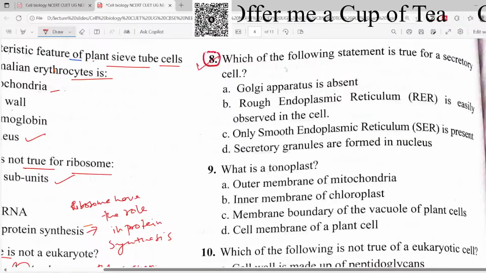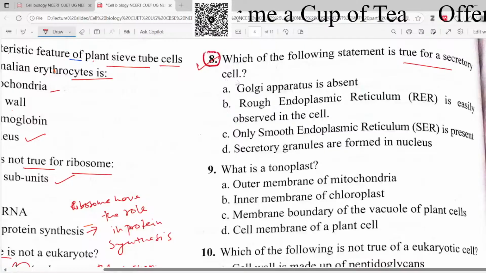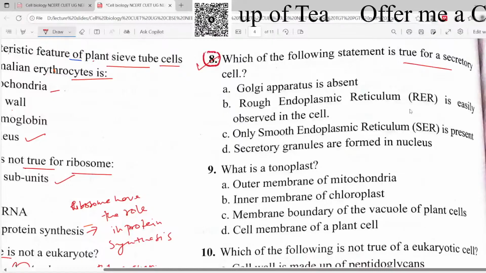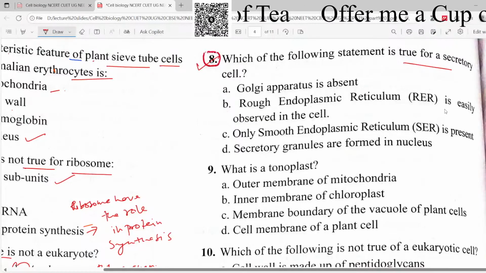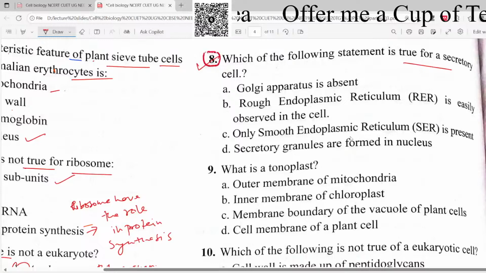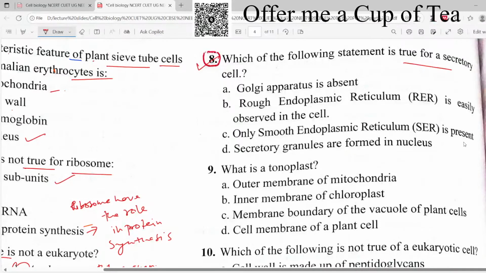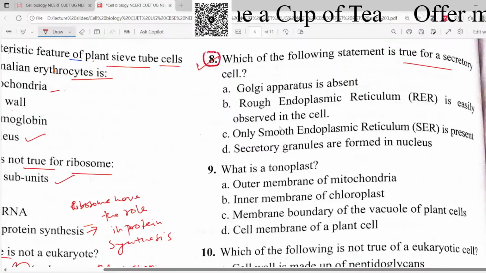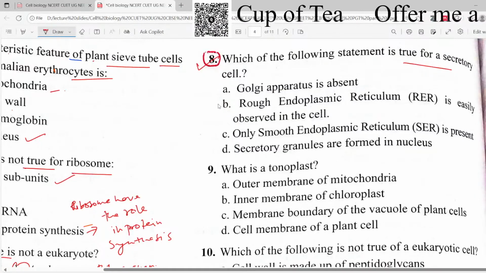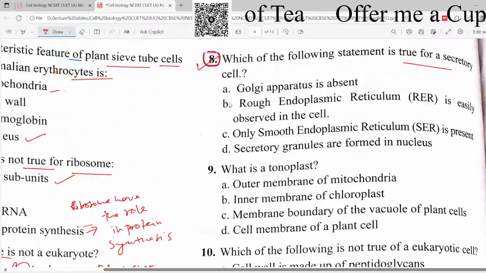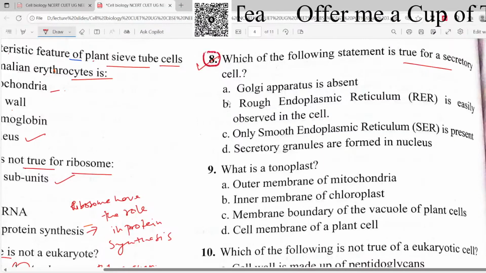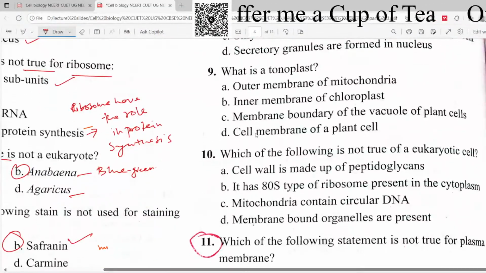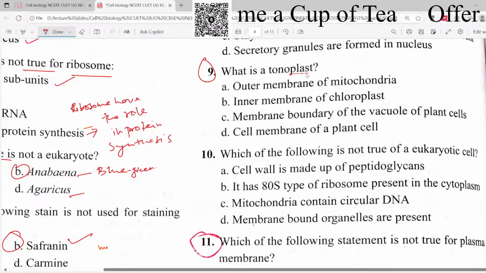Question number 8. Which of the following statements is true for secretory cells? Option A, Golgi apparatus is absent. Option B, rough endoplasmic reticulum is easily observed in the cell. Option C, only smooth endoplasmic reticulum is present. Option D, the secretory granules are formed in the nucleus. So the correct answer is rough endoplasmic reticulum is easily observed in the cell.